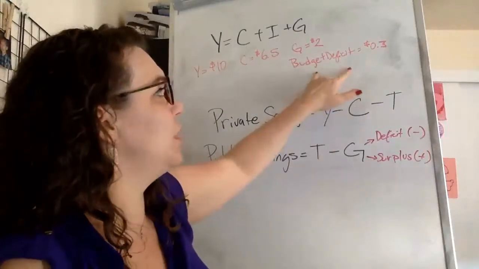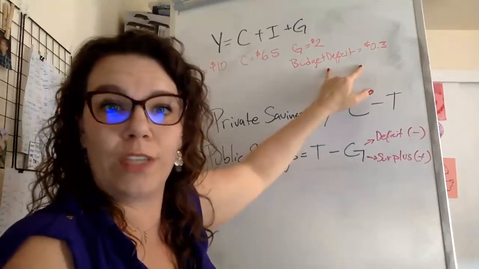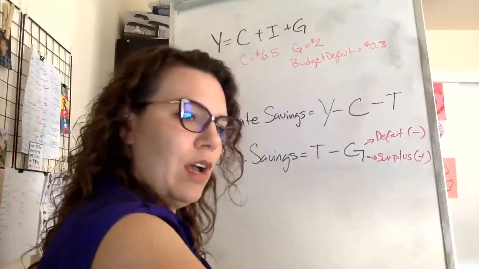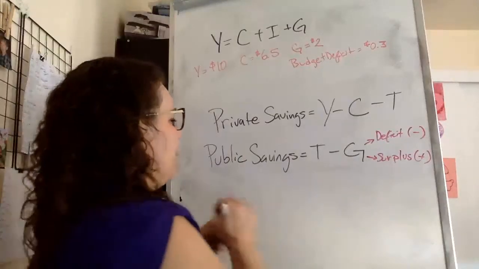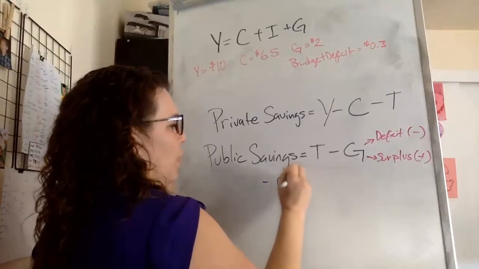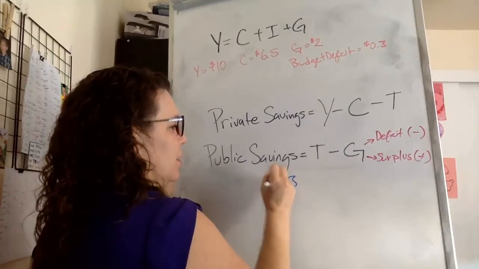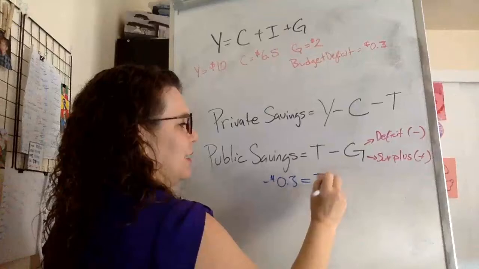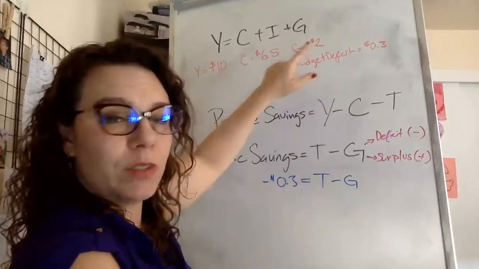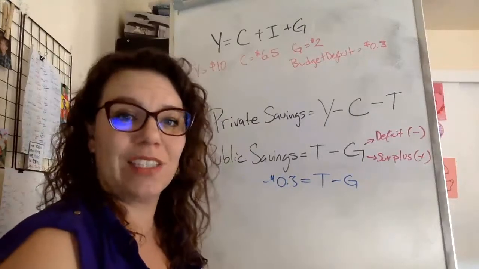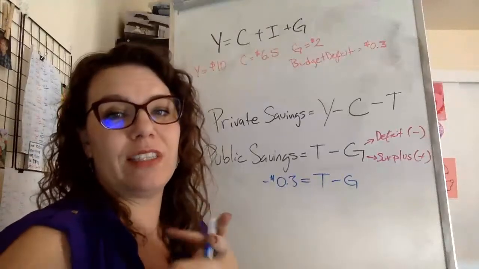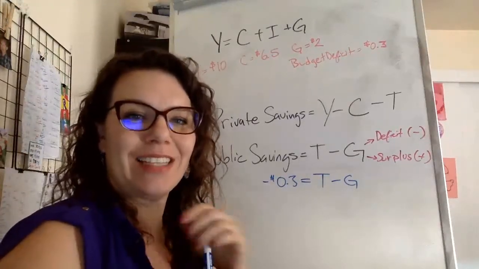And so this budget deficit of $0.3 trillion is telling us that public savings, a budget deficit of negative $0.3, is equal to taxes minus government spending. We know that government spending is $2 trillion, so we have the first thing we can solve for here, because that's the first part of this problem. We want to solve for public savings, private savings, national savings, investment, and taxes.